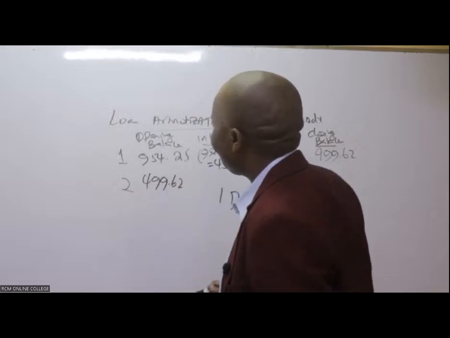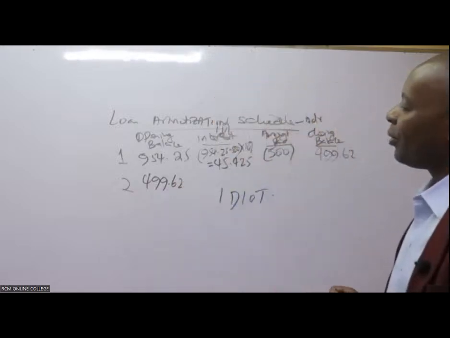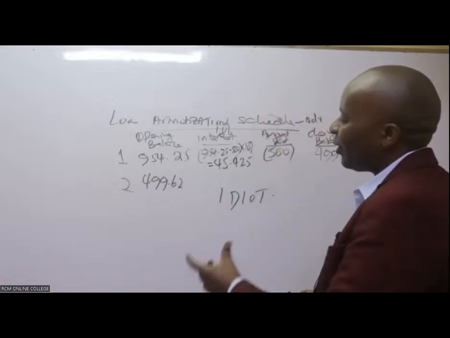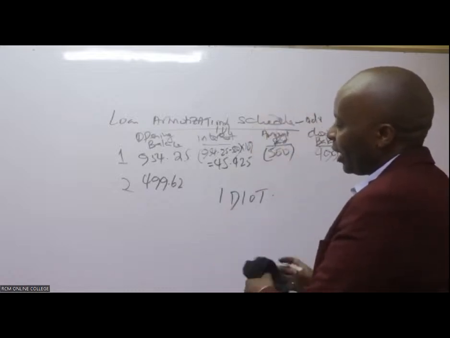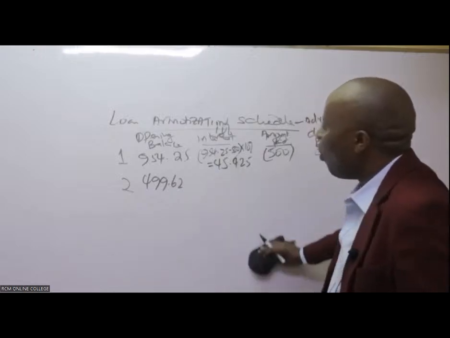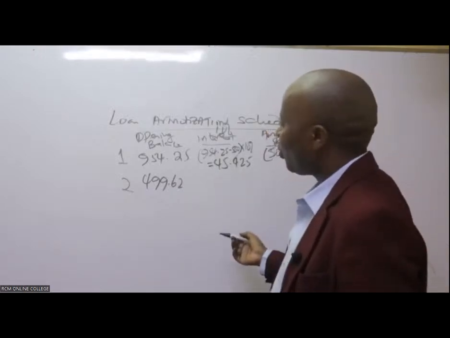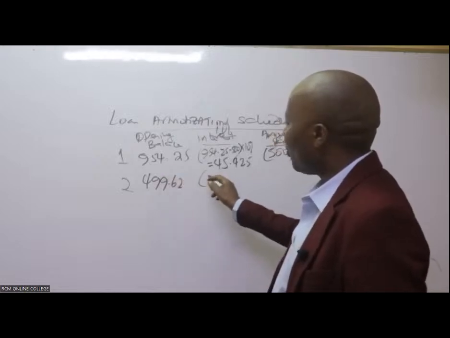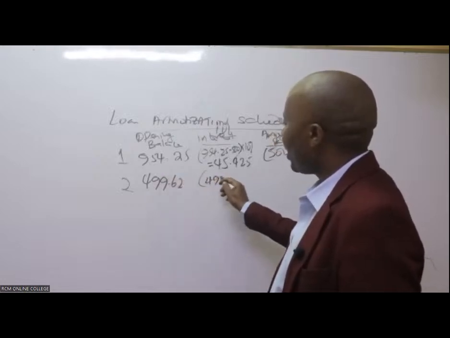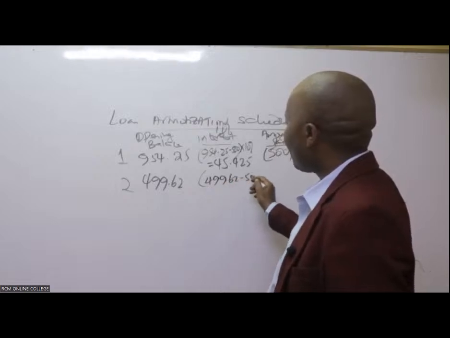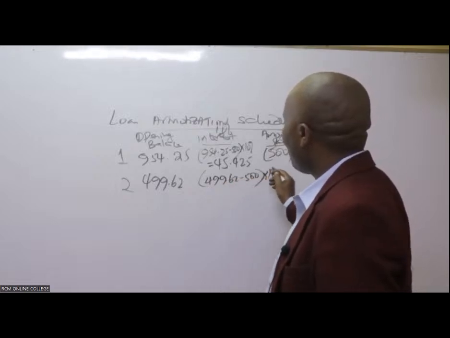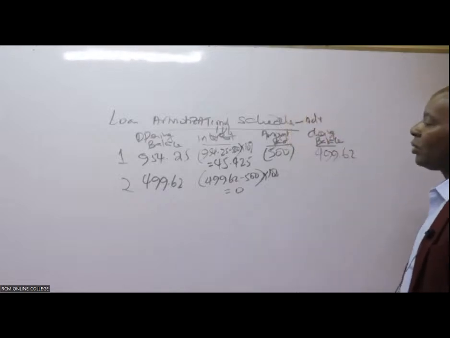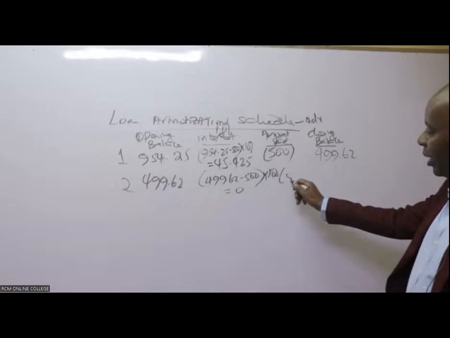0.62, of course, it's because of rounding off errors. Otherwise, it would have been 500 exactly, because in this case here, there will be no interest being paid in year 2. So automatically, we can take this as 500. But because you can't have negative interest, 49.62 minus 500 times 10%, please book this as 0. And then the amount you're going to pay here is 500.